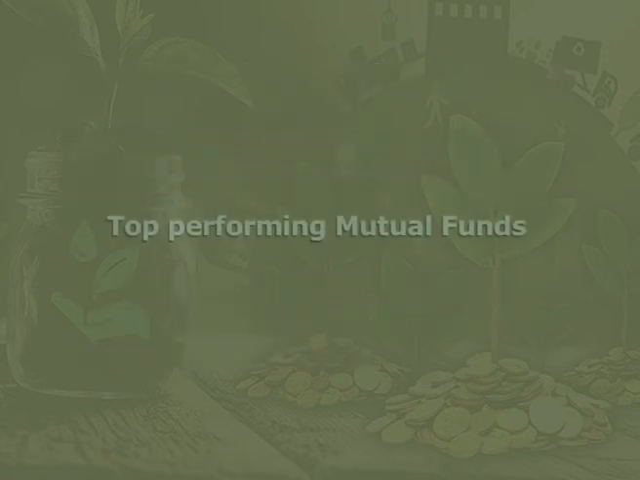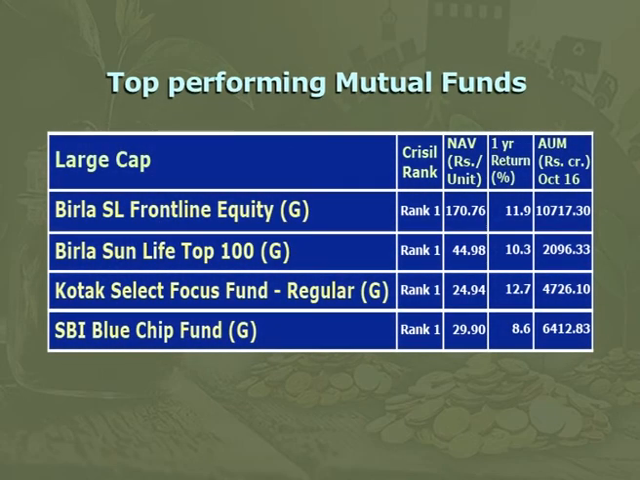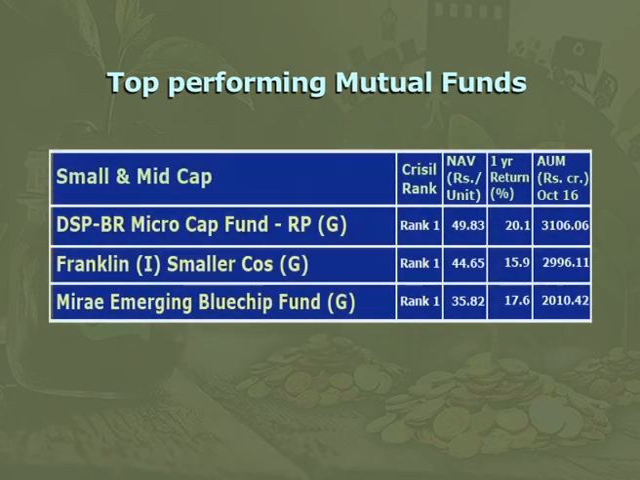28.26%. The top performing mutual funds in the large cap sector are Birla Sun Life Frontline Equity, Birla Sun Life Top 100, Kotak Select Focus Fund, SBI Blue Chip Fund. All of them are ranked 1 by CRISIL and gave an average return of close to 12%. In the small and mid-cap sector, CRISIL has given first rank to the following mutual funds: DSPBR Microcap Fund, Franklin Smaller Companies, Mirae Emerging Blue Chip Fund, all of them getting rank 1 and an average of close to 30% returns.